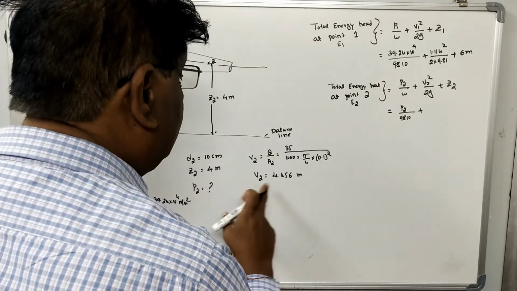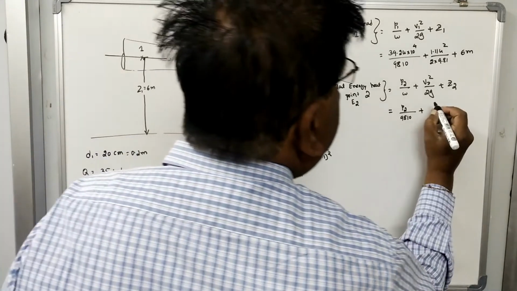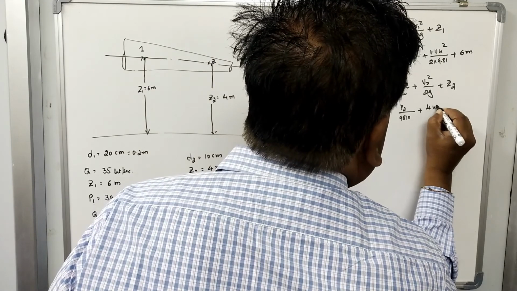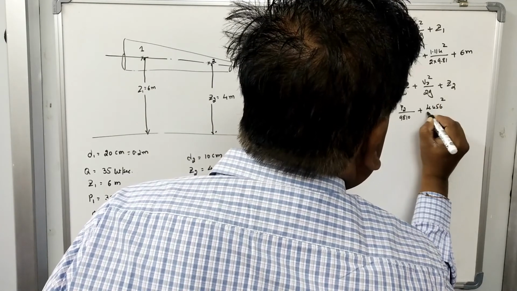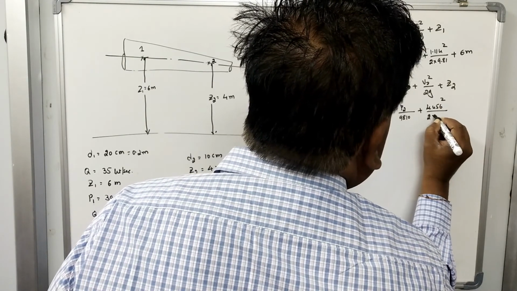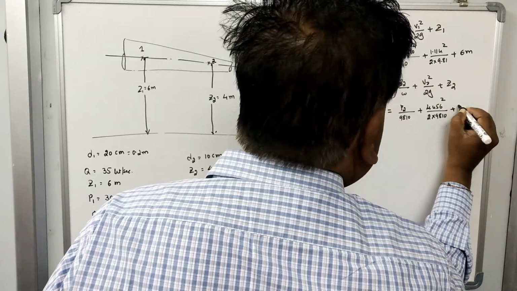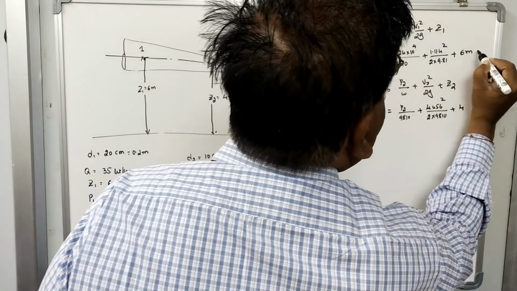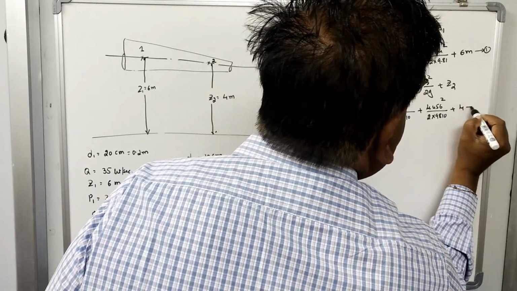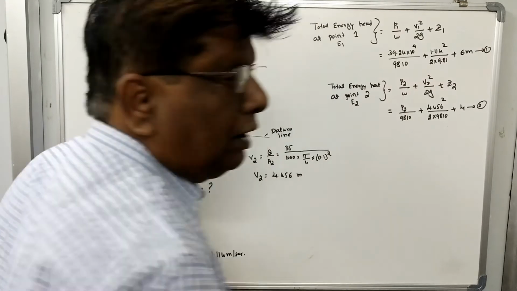Velocity at point 2 is 4.456 square divided by 2 into 9810 plus Z2 is 4 meter. See, this is equation 1, this is equation 2.